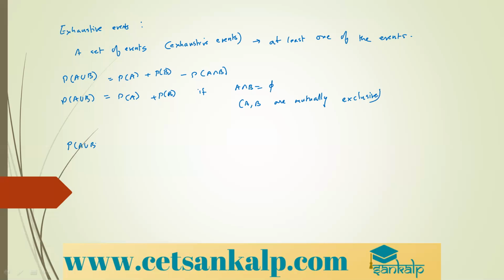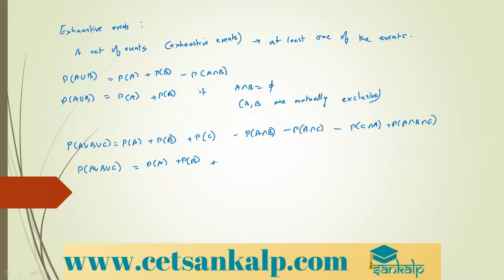Next is probability of A union B union C is probability of A plus probability of B plus probability of C minus probability of A intersection B minus probability of B intersection C minus probability of C intersection A and plus probability of A intersection B intersection C. Probability of A union B union C can also be written as probability of A plus probability of B plus probability of C if A, B, C are mutually exclusive events.